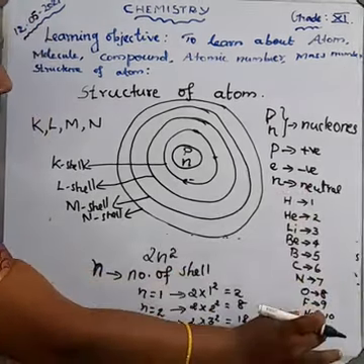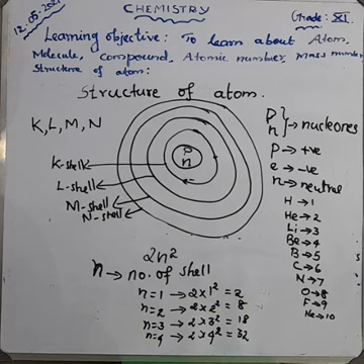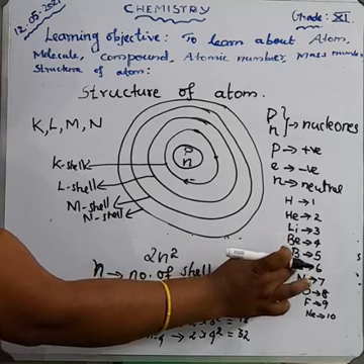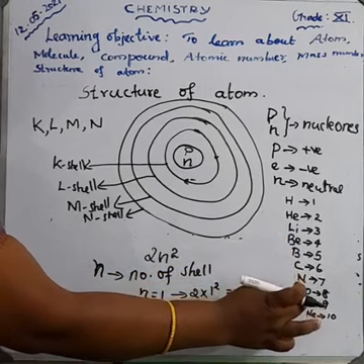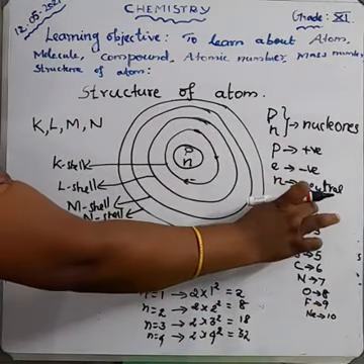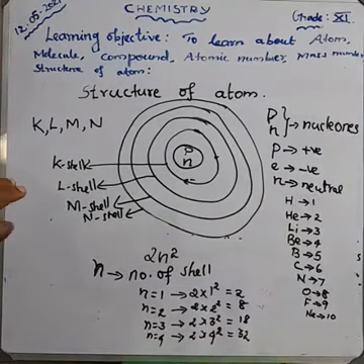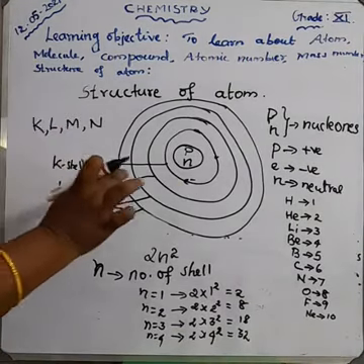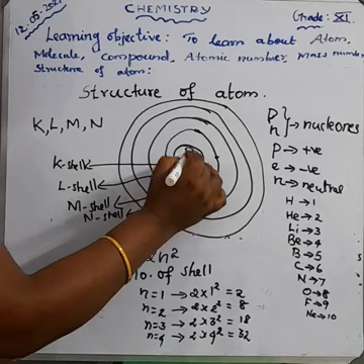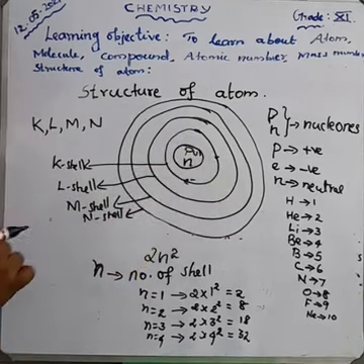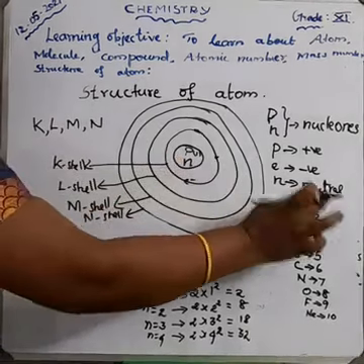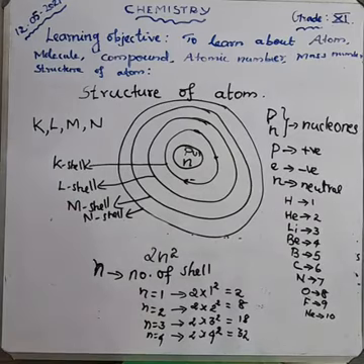The first 10 elements are hydrogen, helium, lithium, beryllium, boron, carbon, nitrogen, oxygen, fluorine and neon. Hydrogen has atomic number 1. What do you mean by atomic number? Atomic number means the number of protons or the number of electrons. So how many protons does a hydrogen atom have? Only 1 proton. And how many electrons? Only 1 electron.